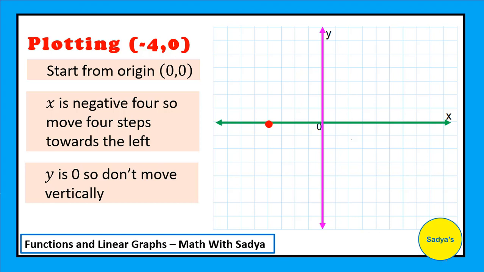I hope you have got it. Let's recap. If x is positive, we move towards the right. If x is negative, we move towards left. If y is positive, we move upwards. If y is negative, we move downwards. I'm sure you can now say that plotting coordinates on a Cartesian plane is very easy peasy.